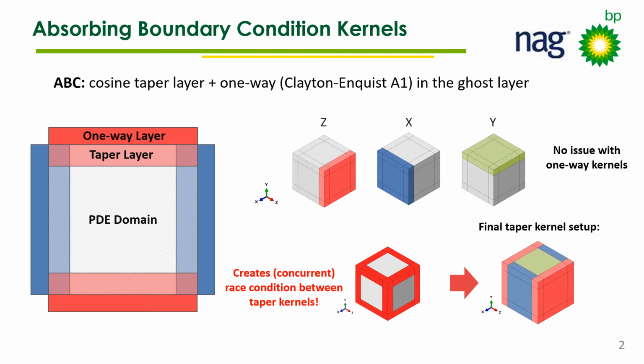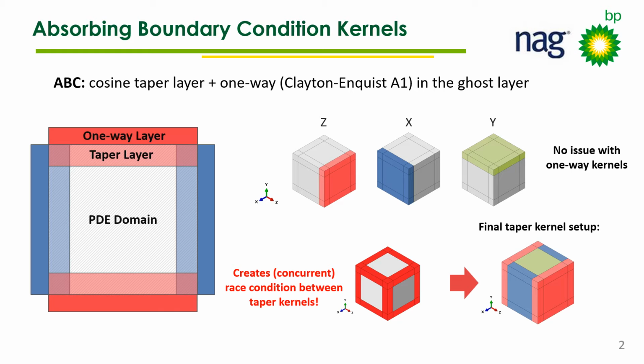First off, this code uses concurrency via CUDA streams, which is a secondary layer of parallelism. Where there's parallelism, we need to be mindful of data dependencies. In our setup, we have two layers, the taper layer and the one-way layer, that constitute our absorbing boundary condition.